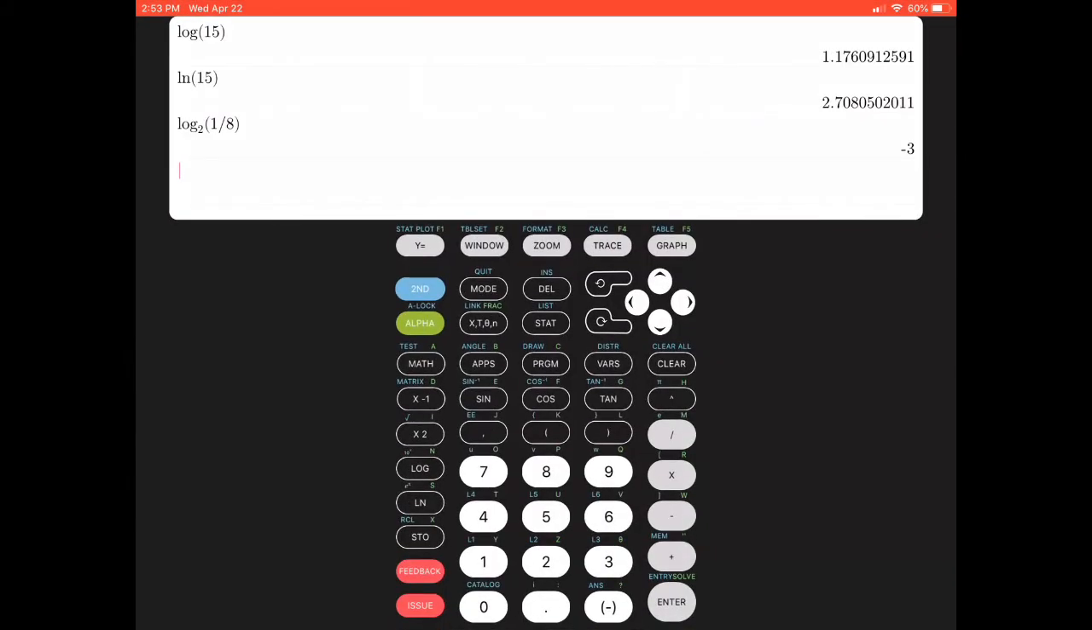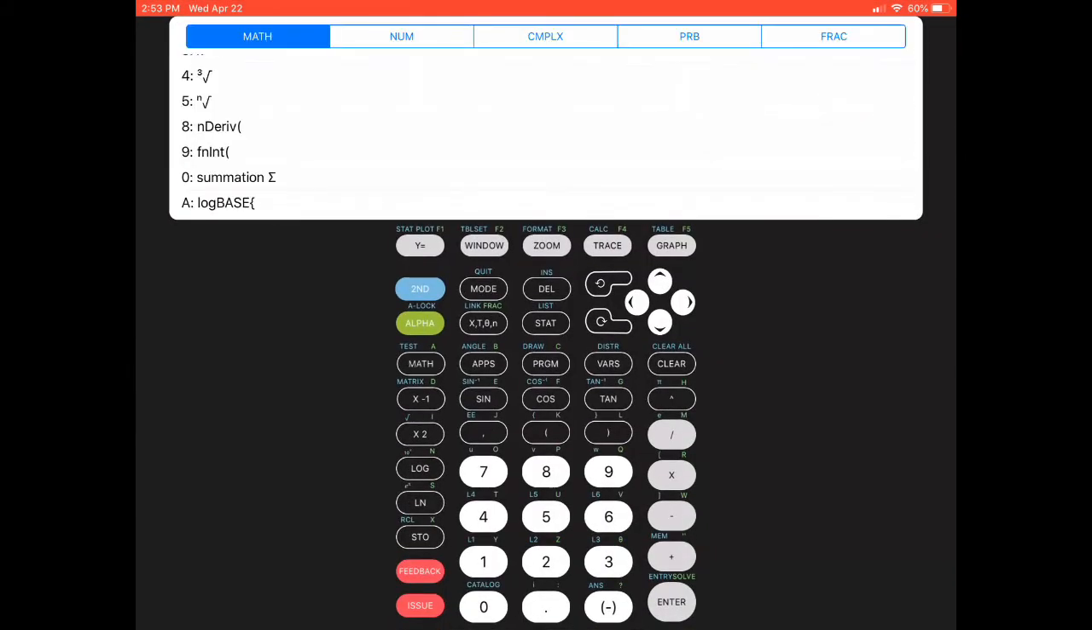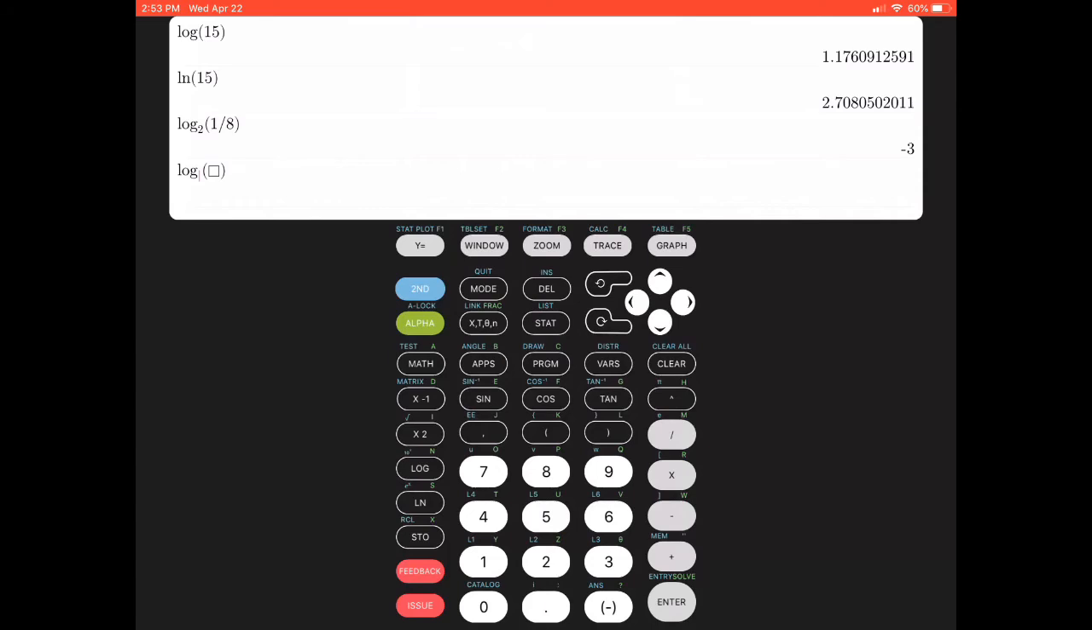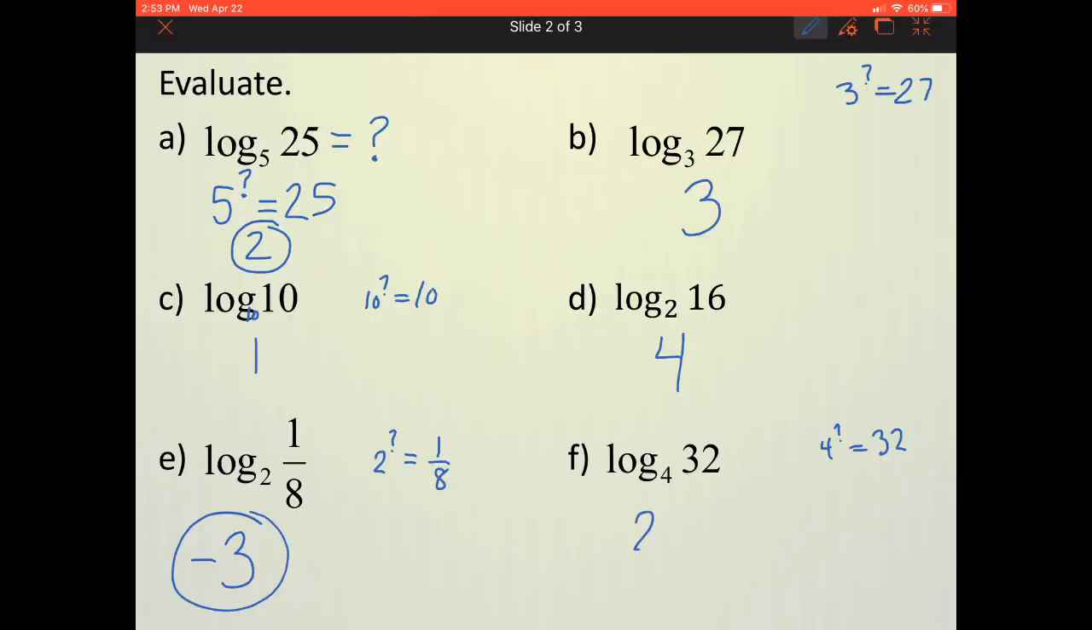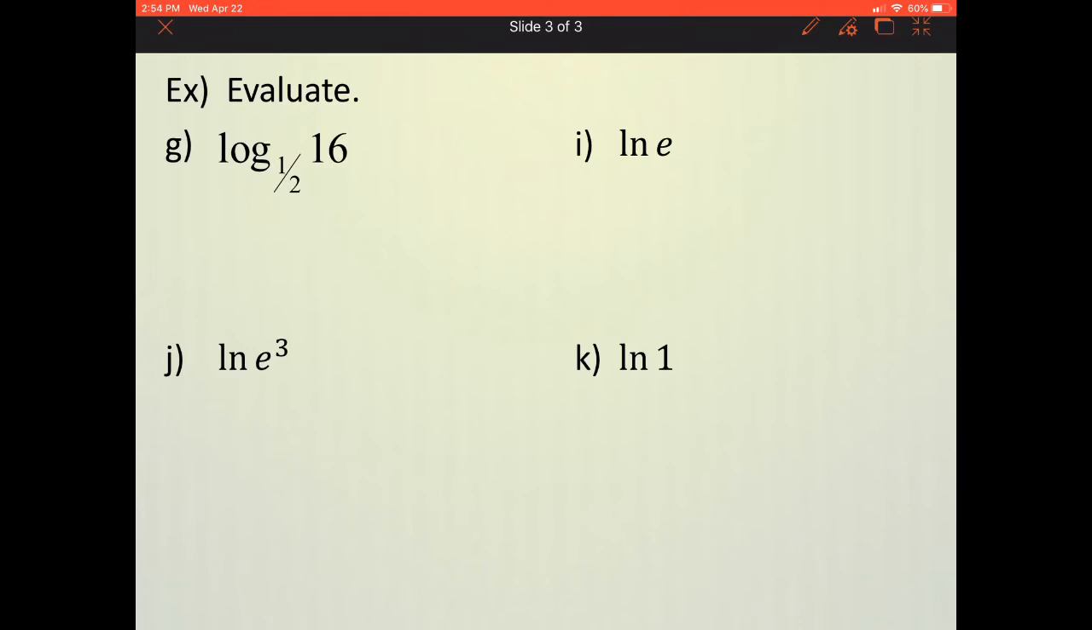So in my calculator, I'm going to go to the math menu. I'm going to scroll till I find log base. I'm going to put my base in, it was 4, and it was log base 4 of 32, and hit enter, and my answer is 2.5. So that means if I were to check 4 to the 2.5 power, it would give me 32. And no wonder I didn't know it in my head. It was a decimal. All right, let's just evaluate 4 more. Okay, so there's 4 left.